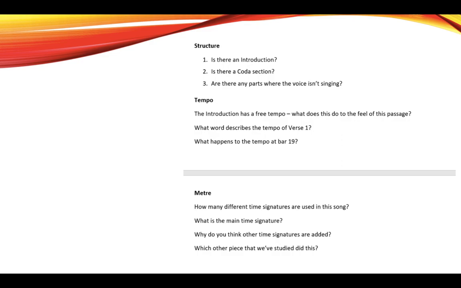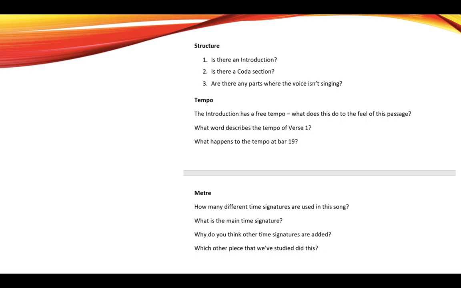Why do you think the other time signatures are added? So the reason that they're added is because they're like sort of extension bars. The composer decided that they wanted to have this number of notes at this particular point, but didn't want to interfere with the 4/4 tempo. So they've put in these extension bars of different lengths.